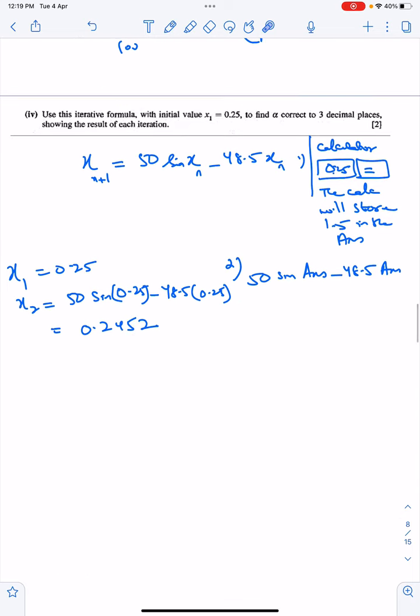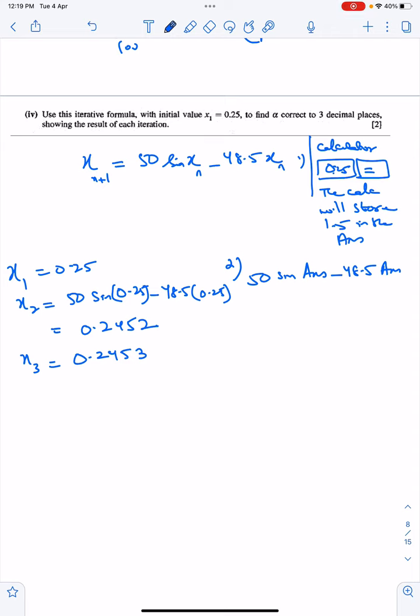They're saying find alpha correct to 3 decimal places, showing the result of each iteration. So you should better take the value of each iteration up to at least 4 decimal places. So I'm rounding it off. I'm writing 0.252 here. Now I'm going to press the equals sign and the calculator is going to give me the value of x3, which is 0.2453 after rounding off.